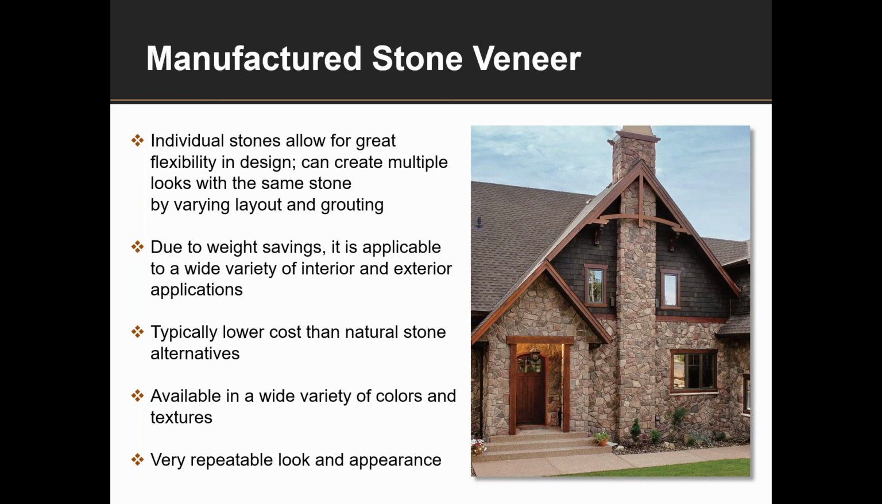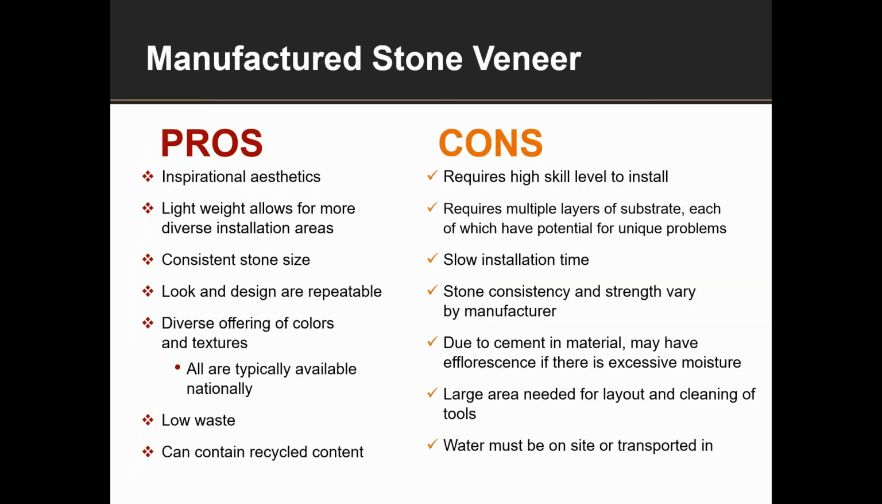Do you want a big wide joint? Do it. Do you want a narrow joint? No joint? Maybe a big old smear joint like a cottage look? You can do anything you want. Interior or exterior applications. Because it's a lightweight product, it can be used anywhere. Now, typically, a manufactured stone veneer is going to be lower in cost than the natural alternatives. You're going to have a huge variety of colors and textures to choose from, and it's a very repeatable look.